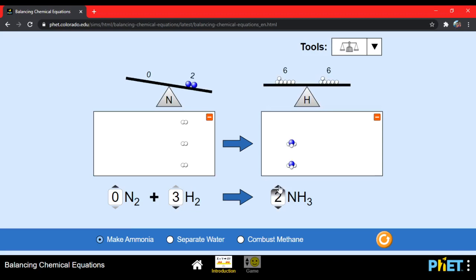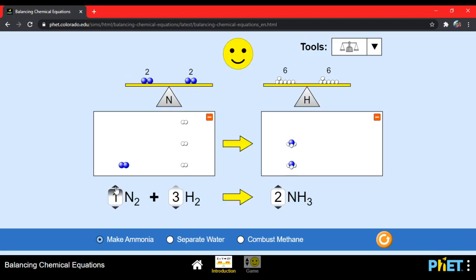So what I'm going to do here is put a 2 here to balance. So I now have 2 molecules of ammonia, coming from nitrogen gas and hydrogen gas over here. Now this one is just 1, you can put a 1 there. So I have 1 molecule of this one, but I have 2 atoms of nitrogen.